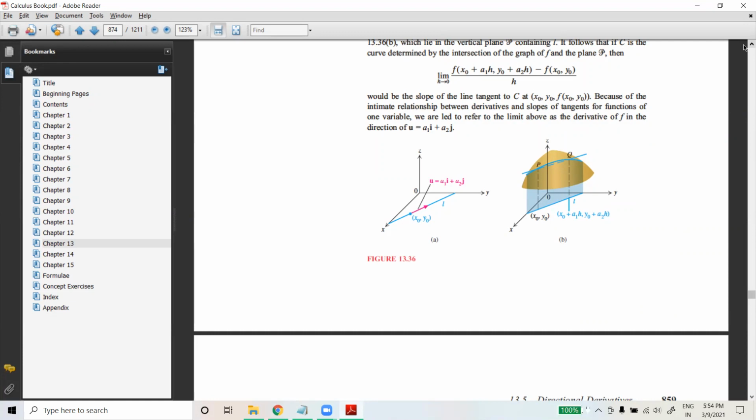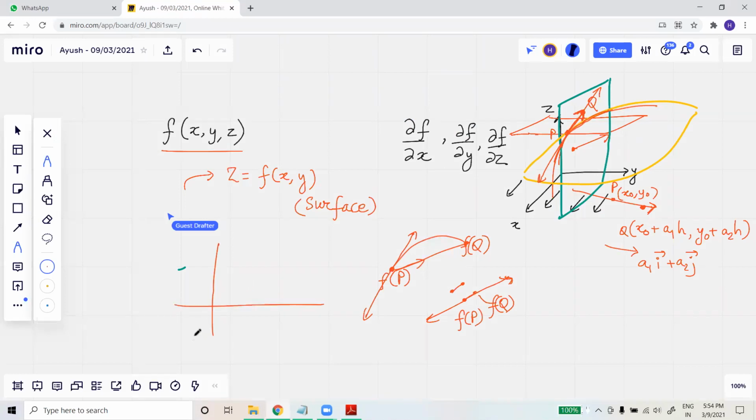I think what they are saying is, let's see what we do in two dimensions. In two dimensions, this is our curve and we are traveling between two points that are really close to each other. Then we draw the tangent PQ. We say this is the derivative: the function at Q minus the function at P, divided by the x difference, divided by that distance.